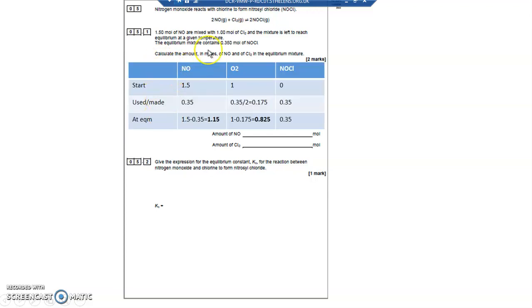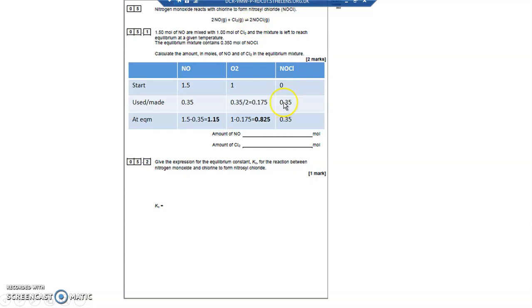So I put it as a table and I put the three chemicals, the NO, Cl2 (that should say Cl2 rather than O2, sorry), and NOCl here. At the start, it tells me that I've got 1.5 moles of NO, 1 mole of Cl2, and 0 moles of NOCl. There's no mention of it, and you've not made any yet because you're only just about to mix them, so that's 0. It says at the end, the equilibrium mixture contains 0.35 moles of NOCl. It asks you to work out the other two, so how on earth can we do that?